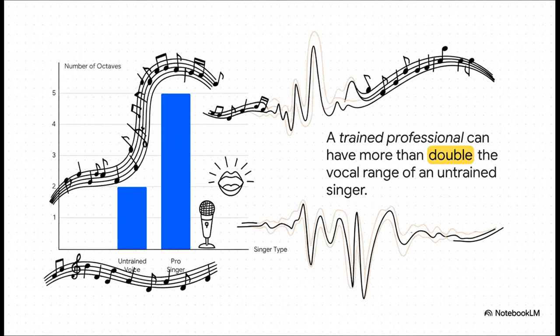This is especially clear when we look at singing. Most people who are just singing for fun in the car probably have a range of about 1.5 to 2 octaves, but a trained professional singer, they can have a massive range of 4 or even 5 octaves. That incredible flexibility is what lets them hit those breathtaking high notes and those super deep low notes.